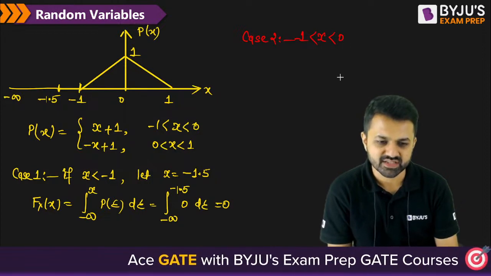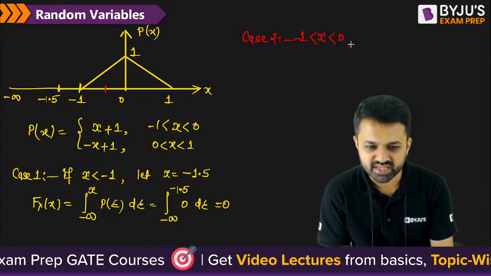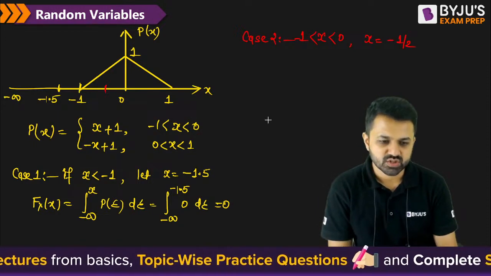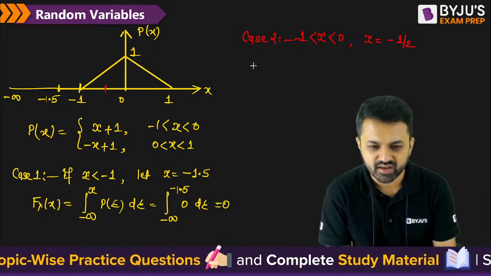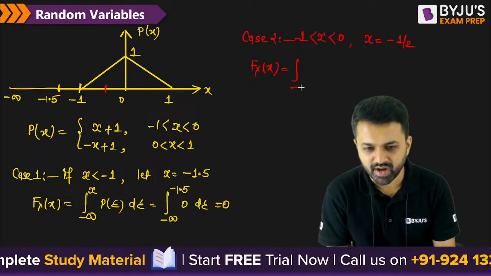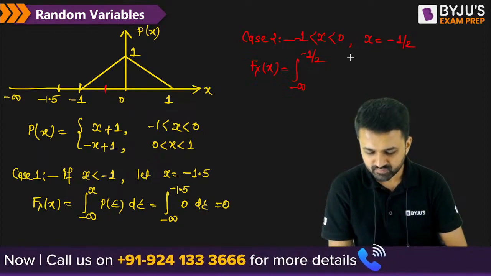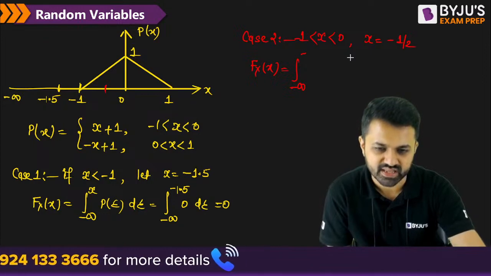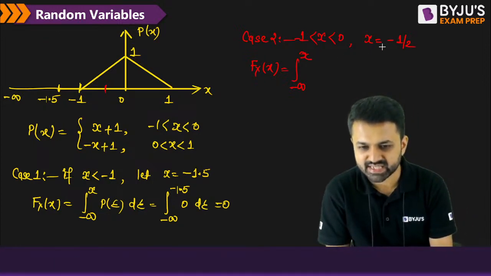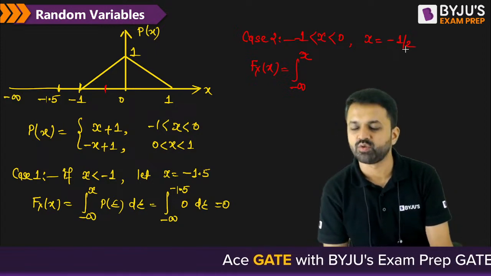Okay, any value from -1 to 0. Suppose the x is lying somewhere here. From -1 to 0, you can take -1/2 also. So now you think of the same way, F_X(x) is the integration from minus infinity to -1/2. Instead of taking -1/2, let's write x only, but remember that this x is in between -1 to 0. You can take -1/2 for example.